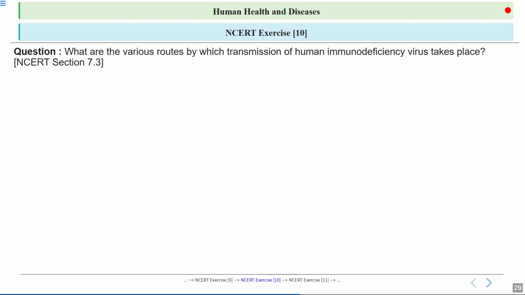Now next question: what are the various routes by which transmission of human immunodeficiency virus takes place? So they are talking about the transmission of HIV. Let's have a look at the answer for this question.